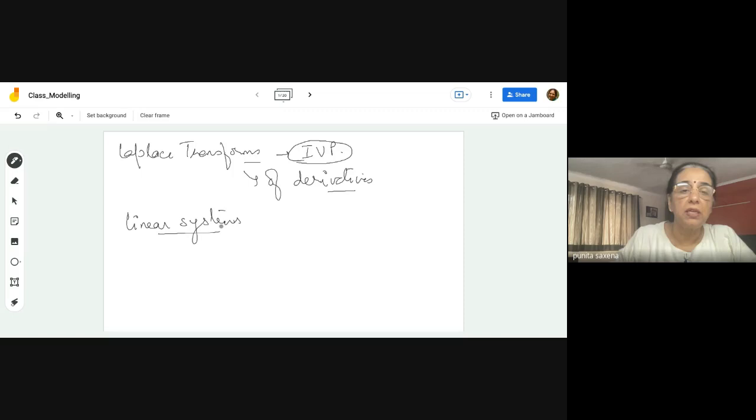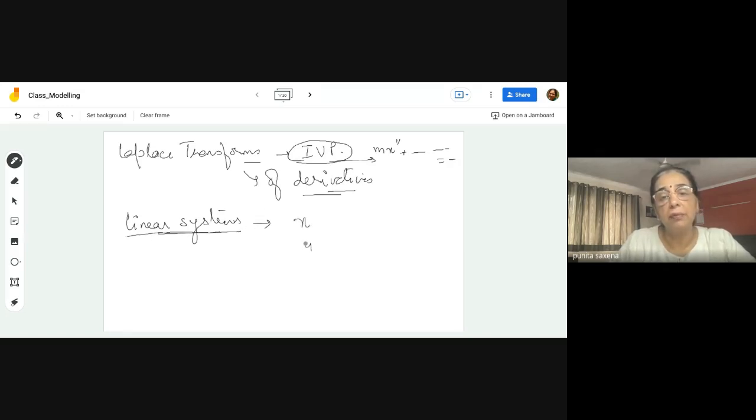Now, linear systems means that you have a system, maybe a circuit or anything, where your motion is not described by one equation. In differential equations or even initial value problems, you just have one equation, like for example the dashpot system, where you have mx double dash plus something equal to something. But sometimes your motion is described in terms of two variables, x and y, in the sense that x is a function of time and y is also a function of time, right?